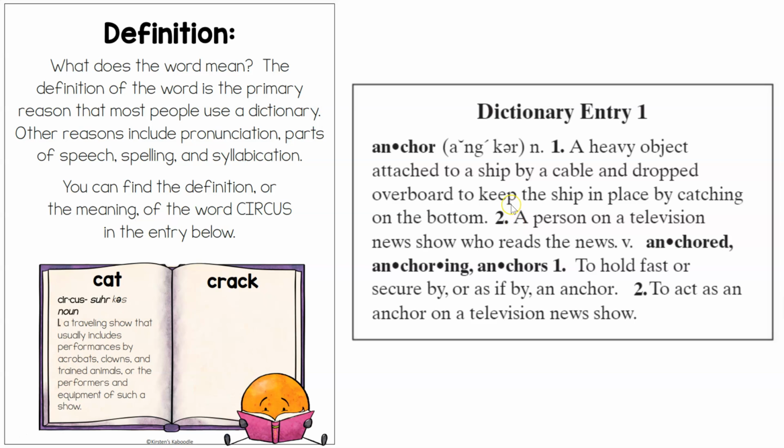The second meaning. A person on a television news show who reads the news. How about the verb definitions? 1. To hold fast or secure by, or as if by an anchor. 2. To act as an anchor on a television news show. So anchor actually has 4 different meanings and can be used as 2 different parts of speech. We'll talk about parts of speech a little bit later.